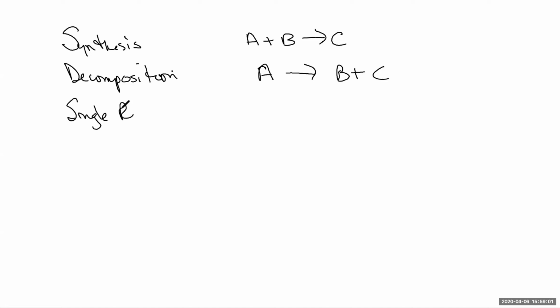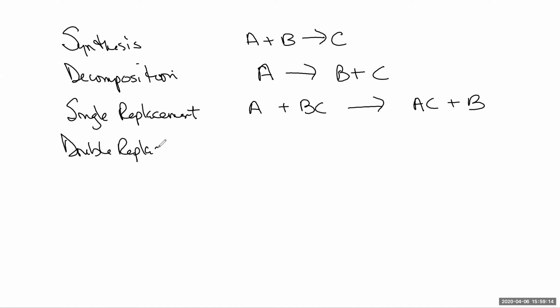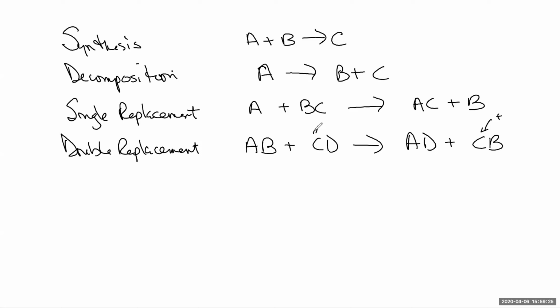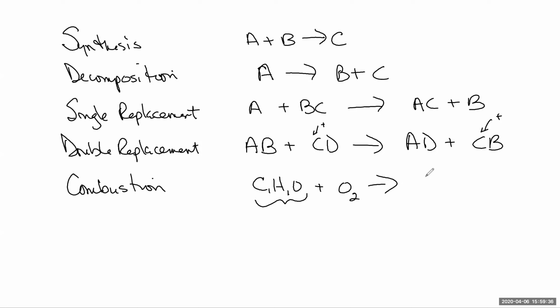We talked about single replacement, where A is going to react with BC, and A and B are going to switch places. And then we talked about double replacement. AB reacts with CD, and they switch partners, and you get AD plus CB. And again, C is written in the front because it's the positive. And then we talked about combustion. And so carbon, hydrogen, oxygen plus oxygen will always form CO2 and water.